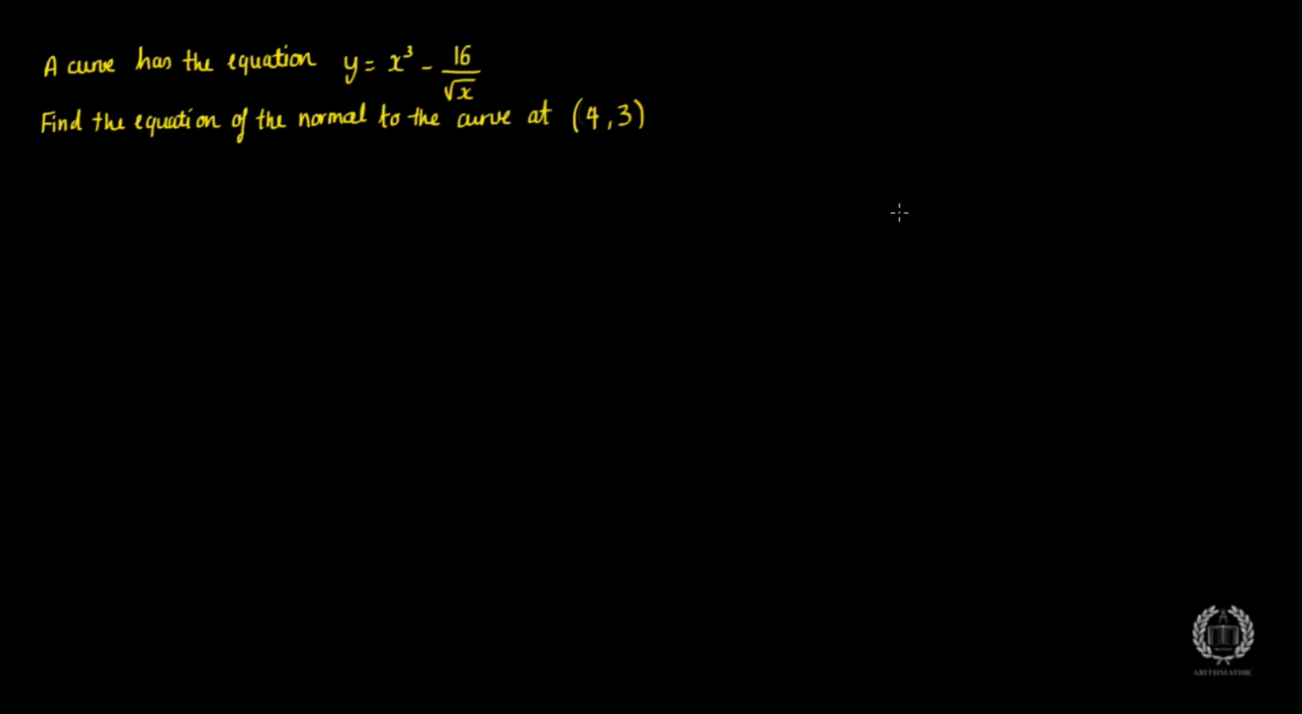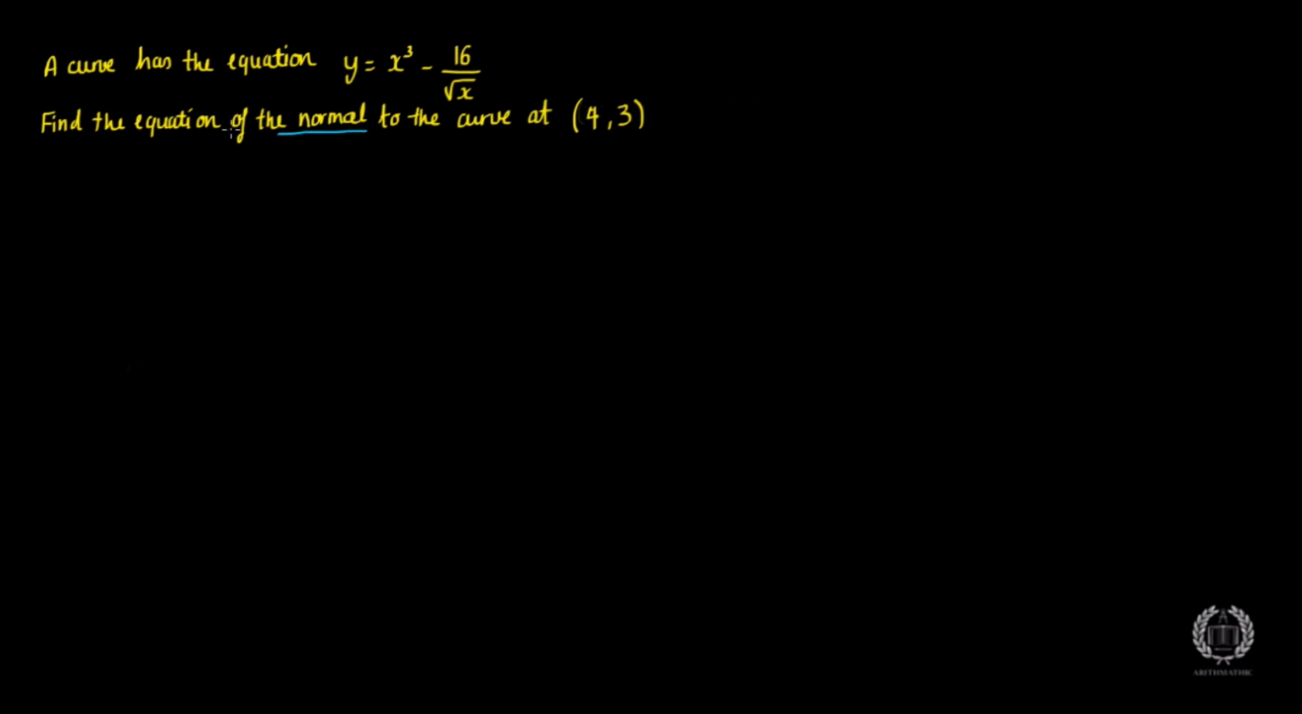Okay, so let's get straight to the question. We have a curve that has an equation y equals x cubed minus 16 over root x, and we want to find the equation of the normal at (4, 3). This is quite similar to the previous video tutorial on finding the equation of a tangent. The only difference is the normal, which basically means the perpendicular gradient.